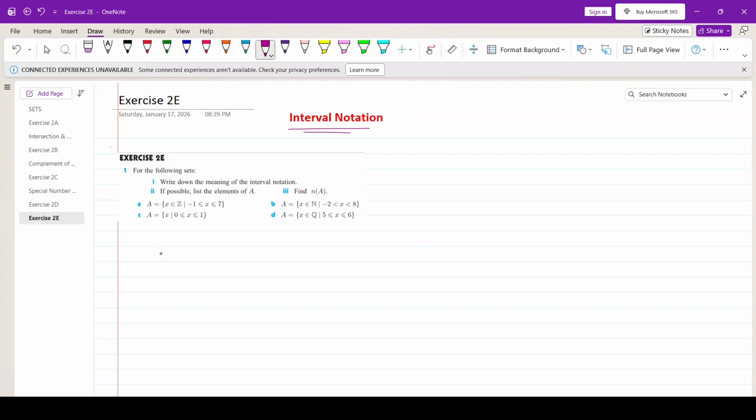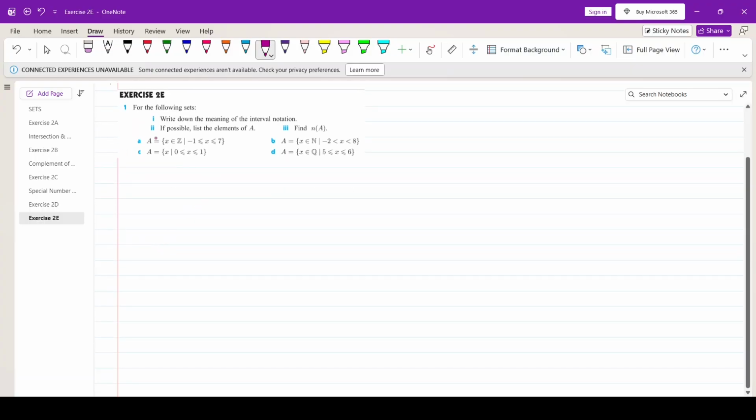So we'll start with the exercise questions. First question says, for the following sets, write down the meaning of the interval notation. Now, part A is equal to this thing. Now, what does this mean?